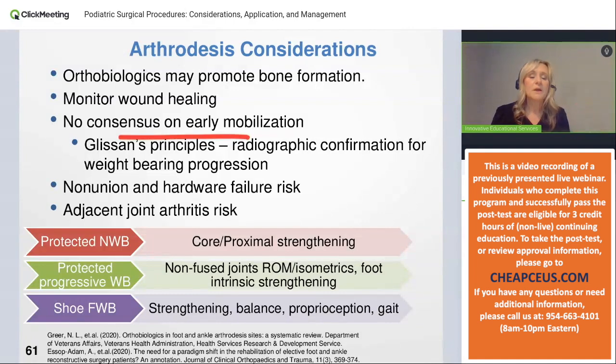that failure is happening. Patients are going to start out in protective non-weight bearing for about 6 to 8 weeks. Then, as the non-fused joints are permitted to move, we're going to see strengthening of our intrinsics going out our 8 to 10 weeks, really strengthening up what they do have left.